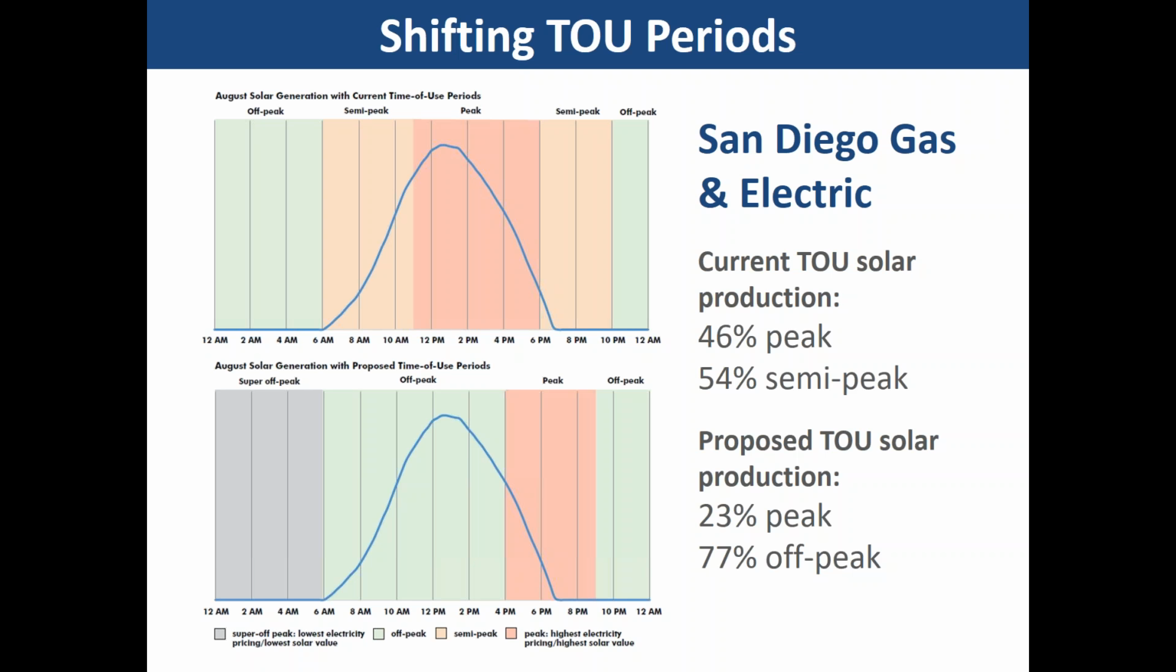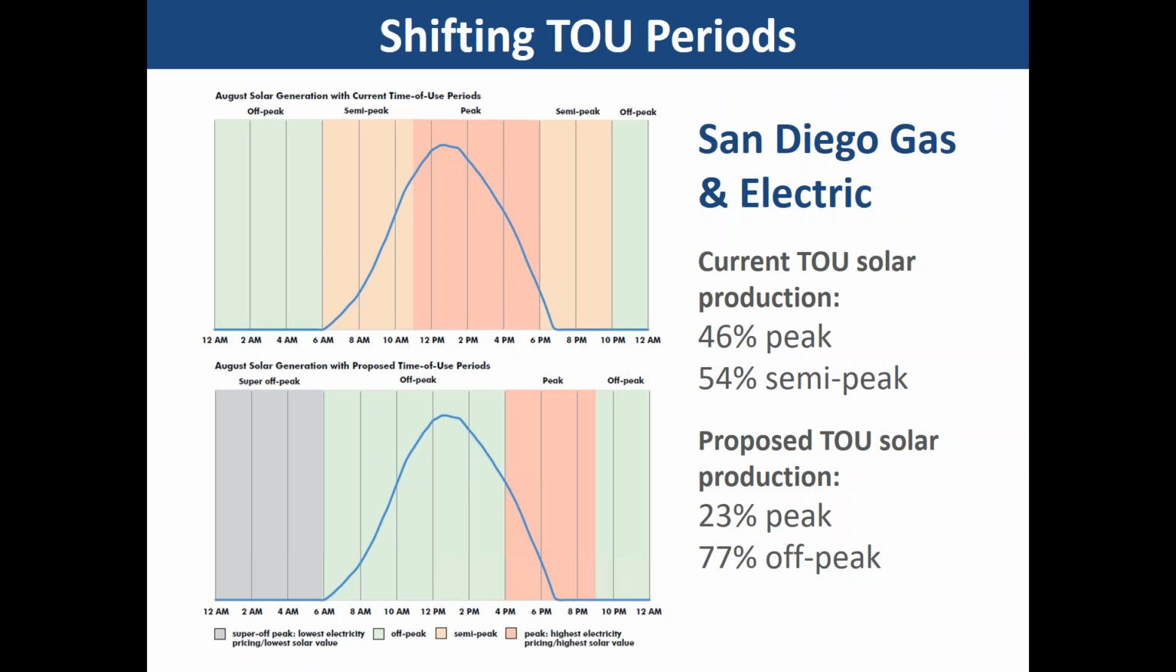And electricity costs a little bit less during the semi-peak periods, but not as low as the off-peak period, which really doesn't have any solar generation at all. In August, it's even more pronounced. In August, when solar generation is the highest, you'll see about 70% of the solar generation occur during the peak period. Now, under the proposed time of use pricing periods, that was in the bottom graph, the peak period will shift from 11 a.m. to 6 p.m., as it currently is, to 4 p.m. to 9 p.m. So it's shifting to the evening period.